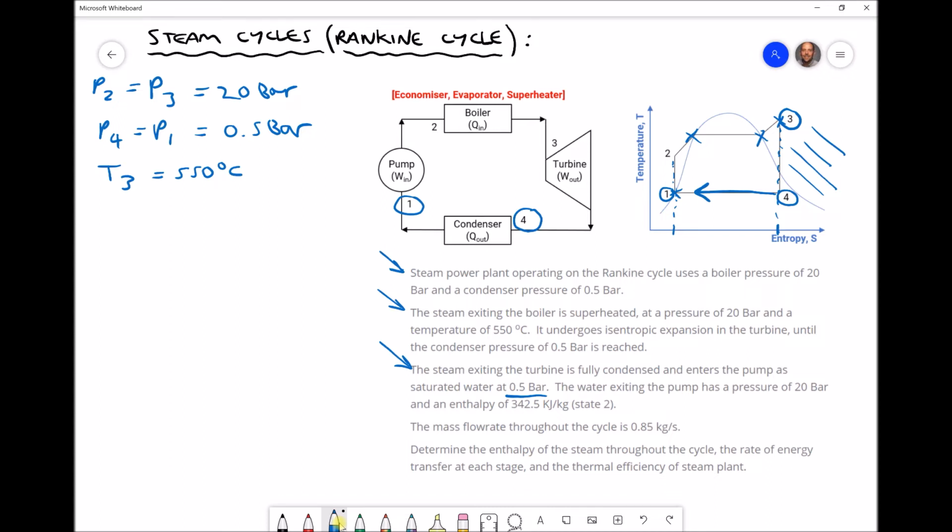It then reads the water exiting the pump has a pressure of 20 bar and an enthalpy of 342.5. Well, we already knew that position 2 had a pressure of 20 bar, but we have some additional information here. We're actually given the enthalpy at position 2. So because we have water at position 2, we're being given the enthalpy, 342.5 kilojoules per kilogram. Next, we're given the mass flow rate of 0.85 kilograms per second.